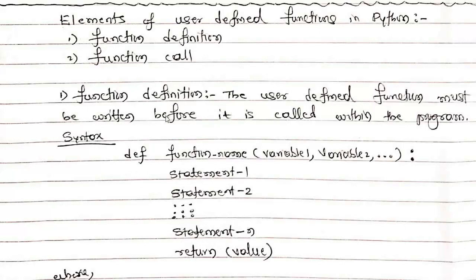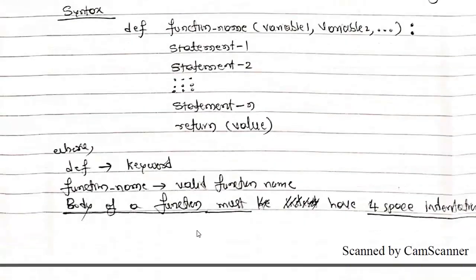You have to write what is function definition as well as the syntax in the exam, and also explain this syntax. What is this def? Def is a keyword. What is this function name? Function name is a valid variable name. You need to follow the rules for defining variables. The same rules we follow for defining a function name also.